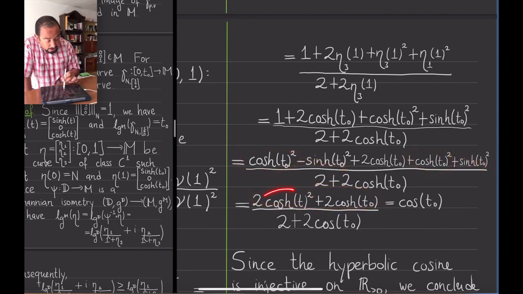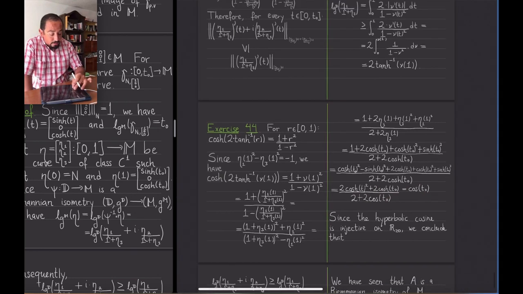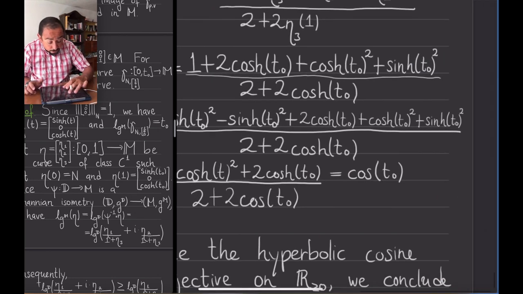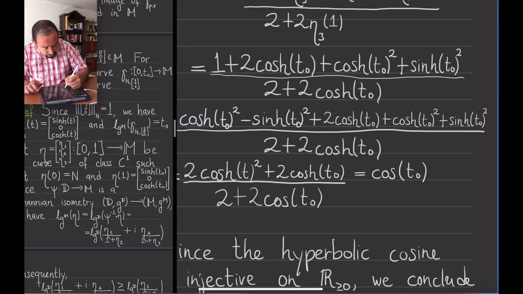And then cosine is a common factor, and the other factor is precisely this. So I obtain hyperbolic cosine of t naught. Here it should be hyperbolic, both on top and also here. Yeah, sorry about that.